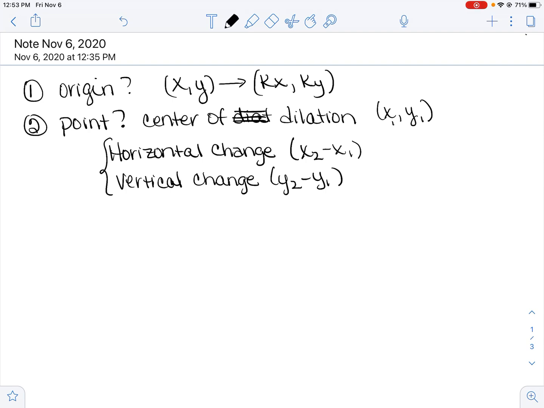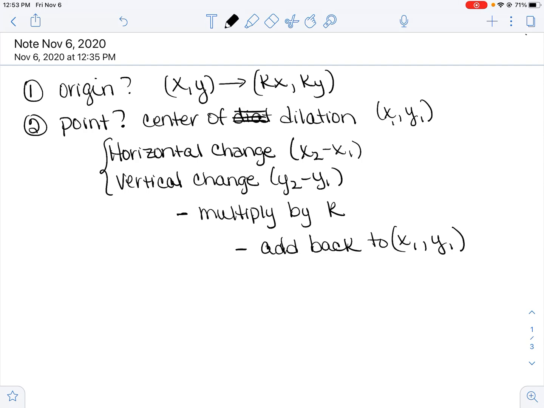Once you have your two changes, the next thing that you're going to do is multiply your changes by the scale factor. After you multiply those, then you will add them back to x1, y1 to get your new dilated point. There's also a little formula that you can use if you choose to do so. You would have your dilation about a point. I'm going to use x comma y.